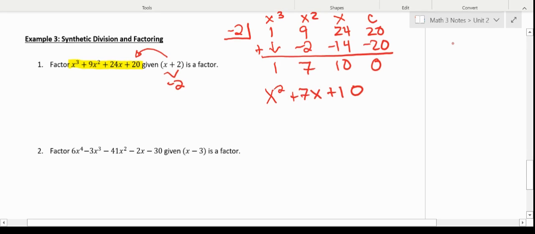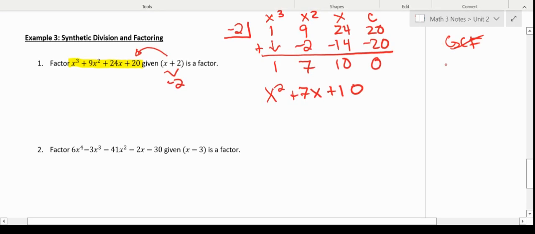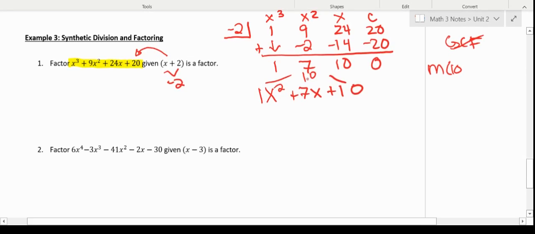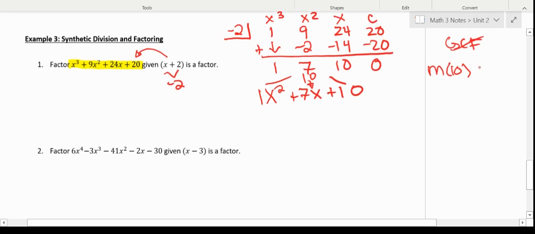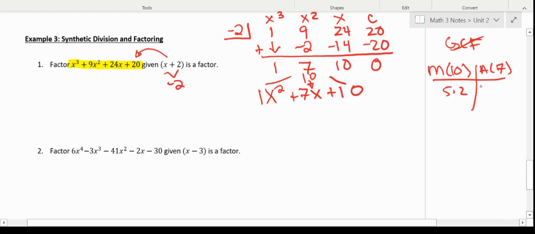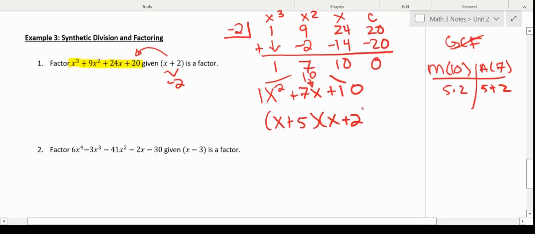So does it have a GCF? No, it does not. Is it grouping? Nope. If we look at it, it's actually a trinomial. So I can try to see, are there factors of 10? If I do the little house guy, factors of 10 that add to 7, we actually have that I can use 5 and 2. So I have x plus 5, x plus 2. I don't have to do extra grouping because the leading coefficient's just a 1.